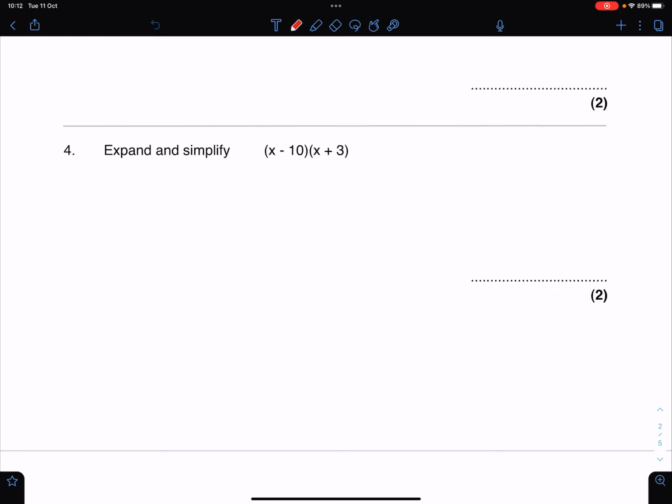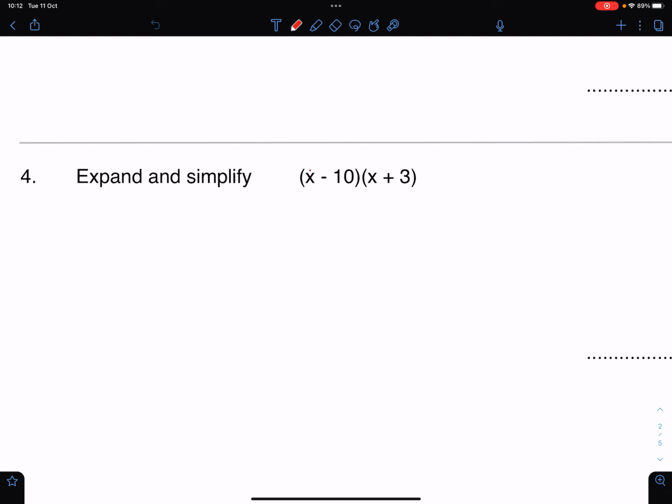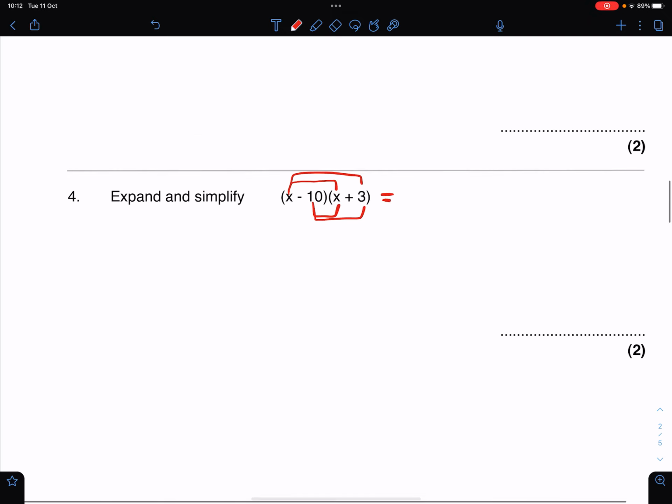(x minus 10) multiplied by (x plus 3). So what we did is we multiplied the first, and the outer, and then the inner, and then the last. So I'm going to multiply x by x. How much is this? That's going to be x squared.